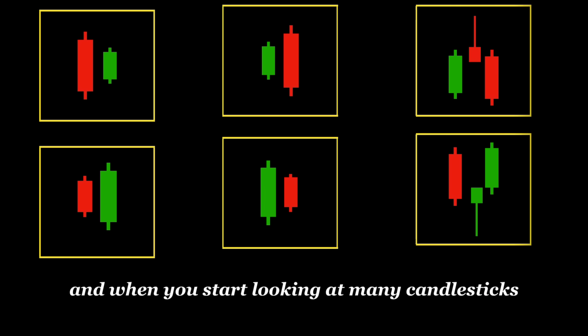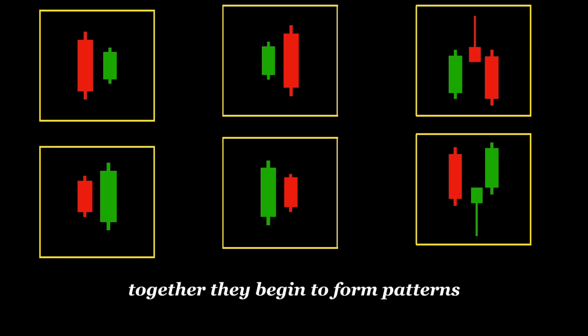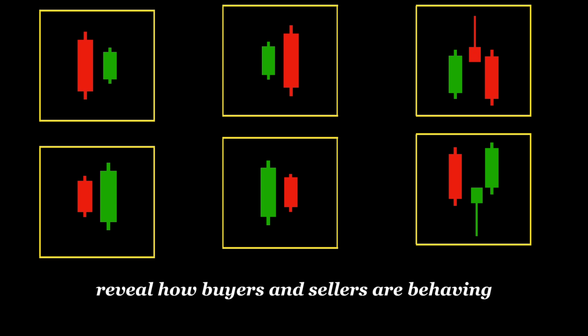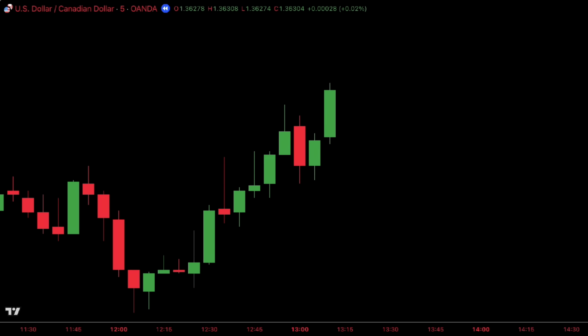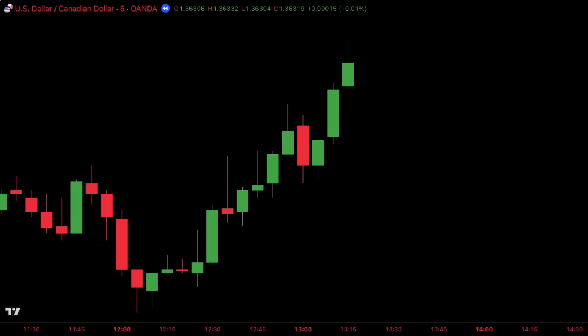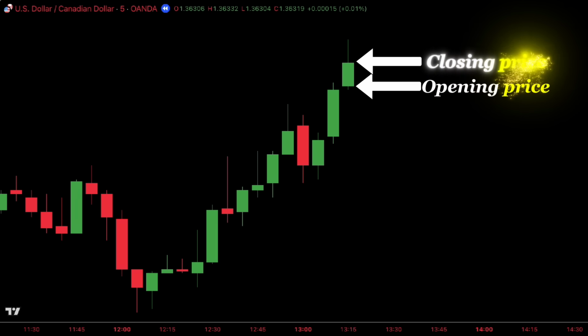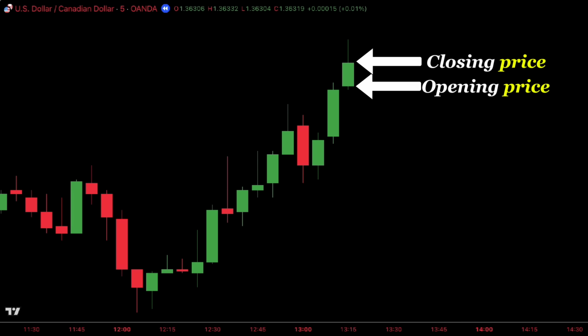And when you start looking at many candlesticks together, they begin to form patterns. These patterns reveal how buyers and sellers are behaving, and they often give us valuable clues about what the market might do next. Now let's look at an example of how multiple candles together can form a pattern. Look at this candlestick pattern. The first candle opens here and closes higher. This tells us that buyers were in control of the market during that period.